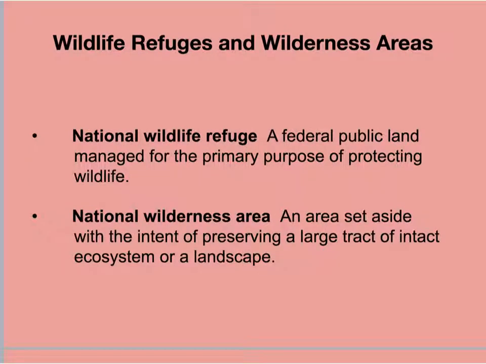National wildlife refuges are common in the federal public lands managed for the primary purpose of protecting wildlife. The Fish and Wildlife Service managers manage more than 450 national wildlife refuges and 28 waterfowl protection areas. That's about 34.4 billion hectares or 85 million acres. And this is publicly owned land that is protected for the sake of the wildlife that lives there. So, national wildlife areas are set aside with the intent of preserving large tracts of intact ecosystem and landscapes. Sometimes only a portion of the ecosystem is included in this.